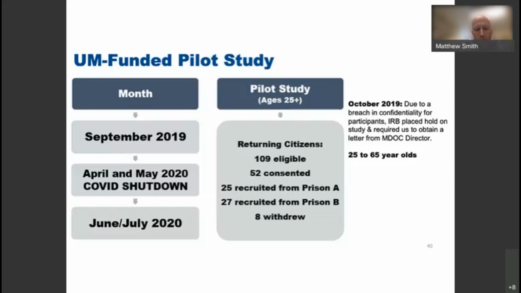And so a breach like this actually delayed both the pilot and the NIJ trial by about 2 months, as we needed to go through the process of obtaining the personalized letter and then go back through the IRB and NIJ approval process to change the study procedure.